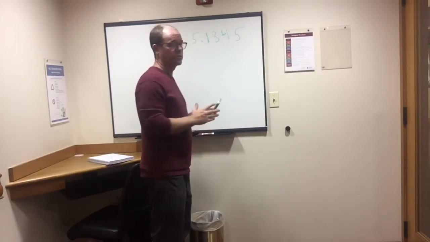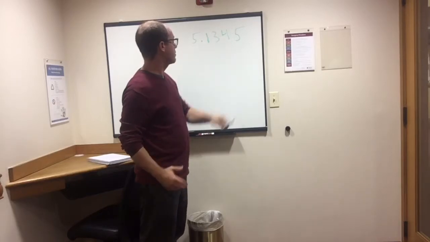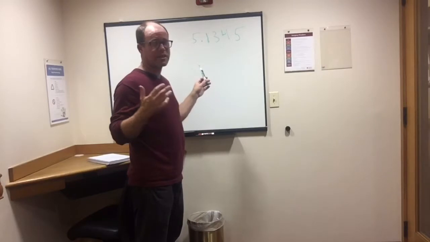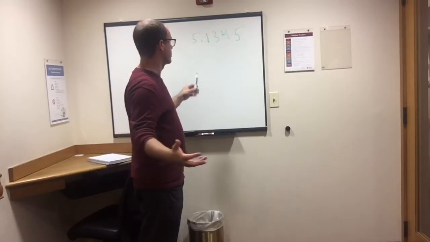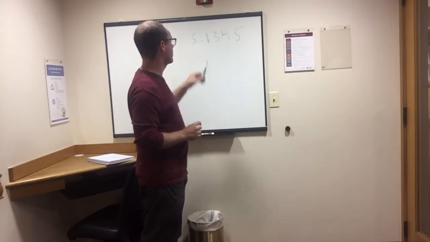All right, so we start off with this number. We have 5.1345. That's a number. And then they might ask us to round to the nearest, let's say, tenth, hundredth, or thousandth. So we'll go over each of those. We start off by finding where the decimal point is. It's right after that 5.